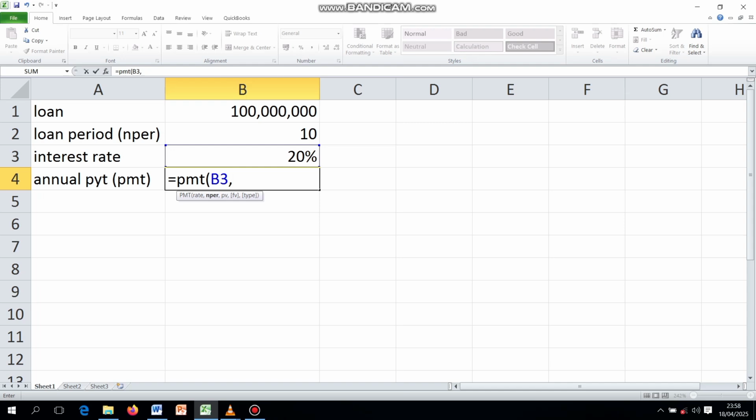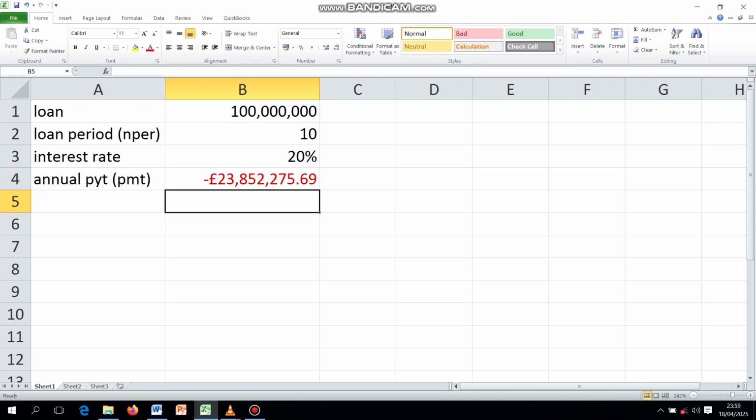I'll go to the period, which is 10 years. I'll go to the present value, which is the 100 million. Then I'll go to the future value, which is 0, and the type, which is also 0. Then I'll close the bracket, press enter, and I'll get that.